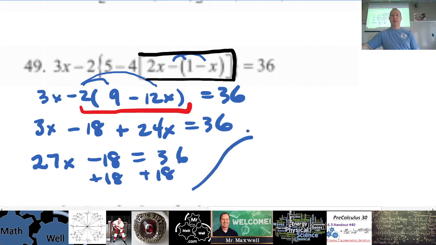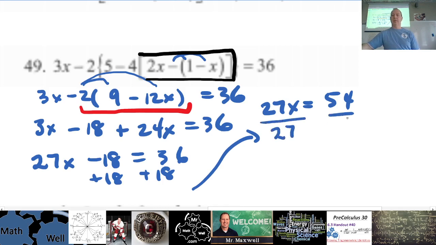and I'll go over here now. 27x equals 54. 36 and 18 is 54. And now I divide by 27. And x equals 2.